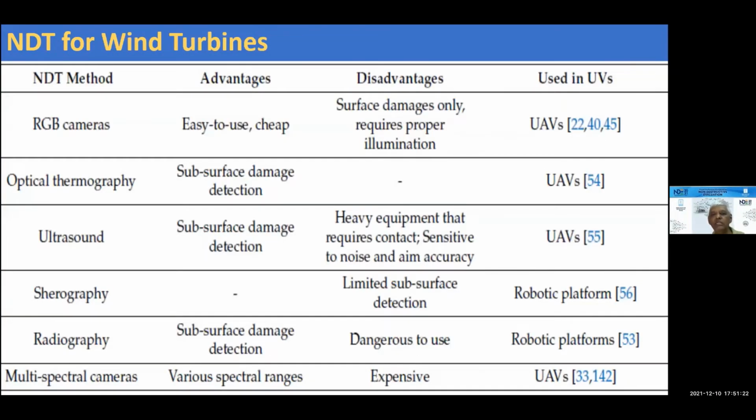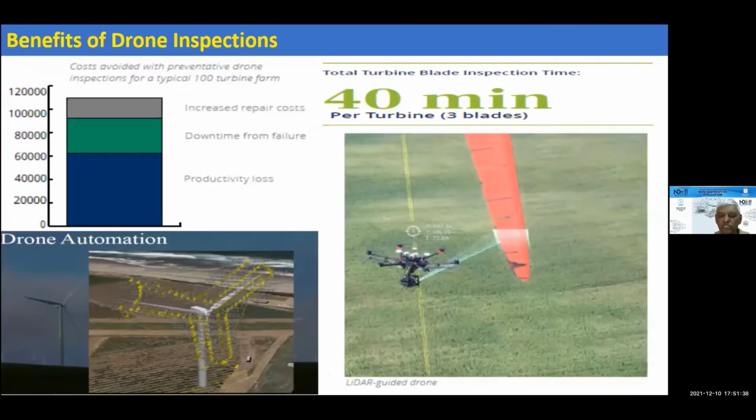So for wind turbines, the drone compatible sensors are RGB cameras, thermography or infrared imaging, ultrasound, and of course multispectral cameras. For some of them, like xerography and radiography, it's not very convenient. You have very heavy equipment and so on. So the benefits of drone inspection, no need to highlight. Huge savings. Productivity loss can be reduced, downtime from failure, and of course decreased inspection and repair costs. And what was taking many days, 2, 3, 4 days, today we are able to do that inspection in 40 minutes per turbine. That's a huge productivity saving, and complete automation today is possible.